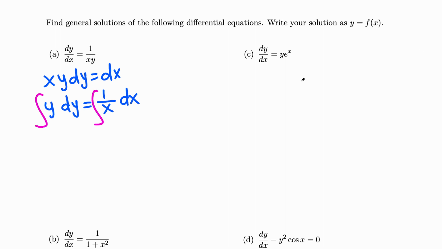Then we get that the antiderivative of y is just y square over 2. And on the right side, the antiderivative of 1 over x is just natural log of absolute x plus some constant of integration.